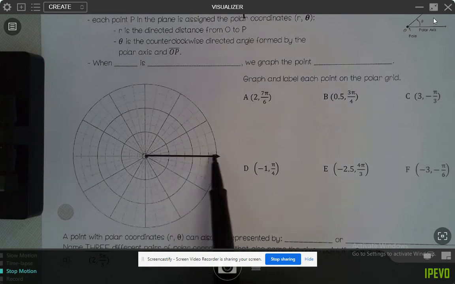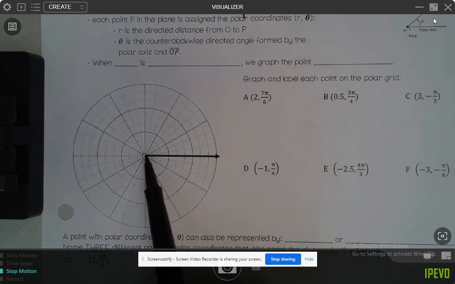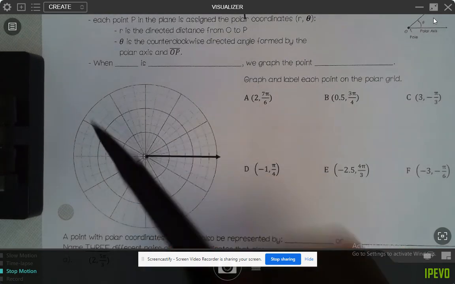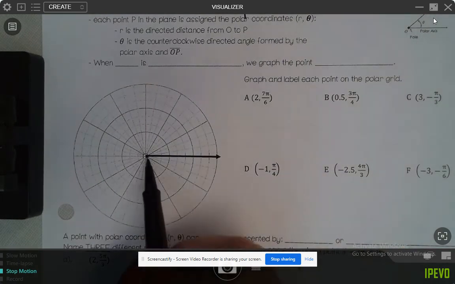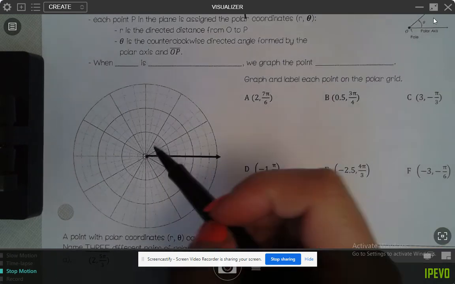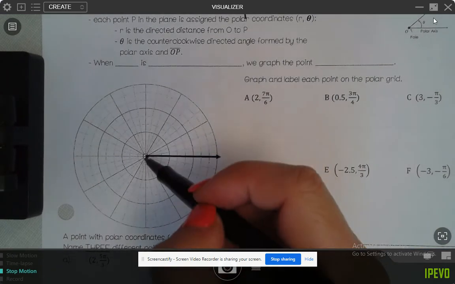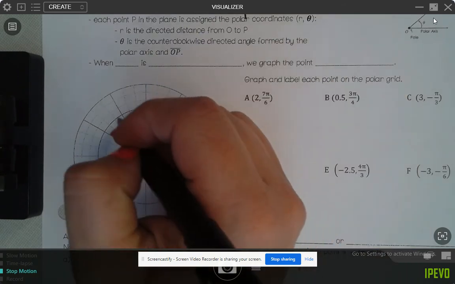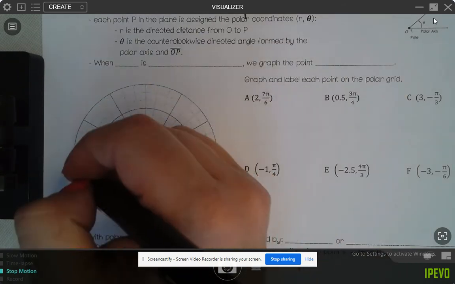Then 1, then 2, then 3. Does everybody see what I mean by that? There's (0, 0). The rays coming out go with angle measures. So this is 0 degrees. This is pi over 6, pi over 3, pi over 2, 4 pi over 3, 5 pi over 6, pi.